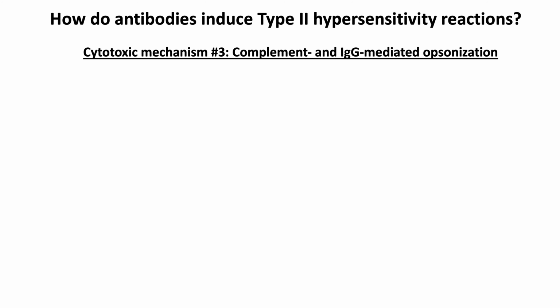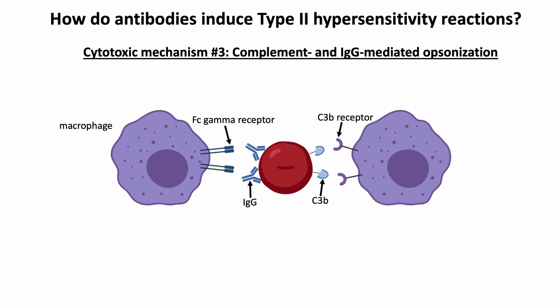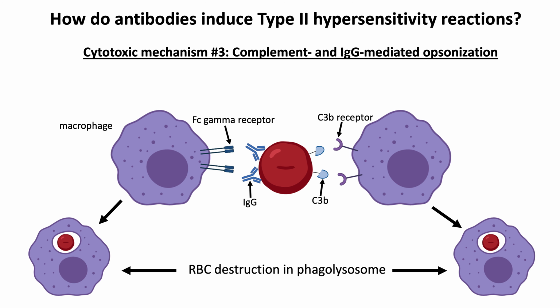The third mechanism is opsonization, mediated by either complement fragments or by IgG. And so here we have a red blood cell coated with IgG molecules, or because of the activation of complement, it can also be coated with covalently attached C3b. Macrophages expressing Fc gamma receptors or C3b receptors can then phagocytose these red blood cells and destroy them within the phagolysosome.